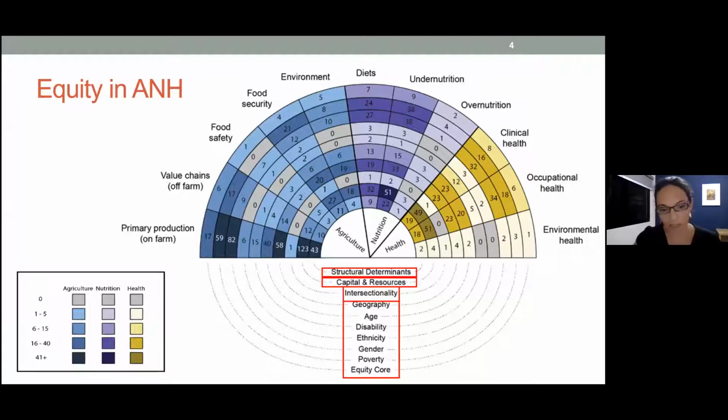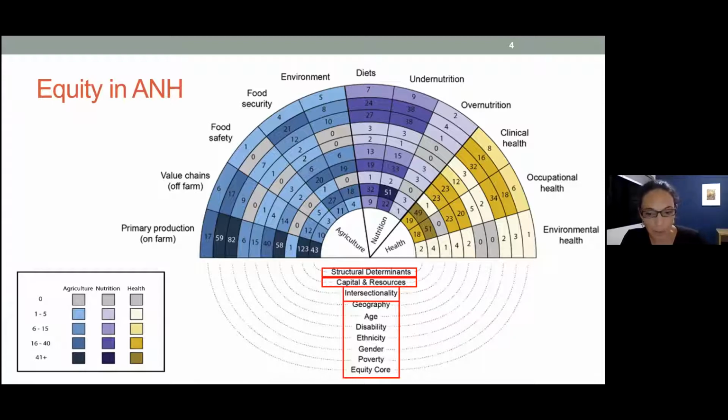What this whole heat map shows, for instance, is that within agriculture, a majority of papers focus on primary production, on-farm production. These are the blue part to the left. And of these, the main areas of equity focus were capital and resources, gender and poverty. Those were the top three. Within nutrition, the purple there, a majority of papers looked at undernutrition or sometimes diets. And for both of those, most papers assess, again, capital and resources, followed by poverty and gender. And for undernutrition, but not diets, quite a lot look at structural determinants as well. And then lastly, within the clinical and occupational health over there in yellow, again, capital and resources is most assessed, followed by gender and geography.